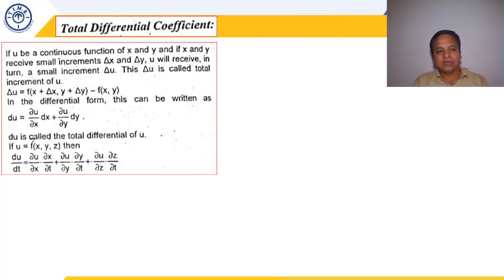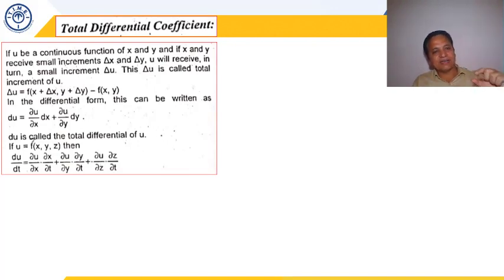Differential form: if u is a function of x, y, z, then du upon dt is nothing but del u by del x into del x by del t, plus del u by del y into del y by del t, and so on. So how do we apply this? We differentiate. Let's see this through examples.